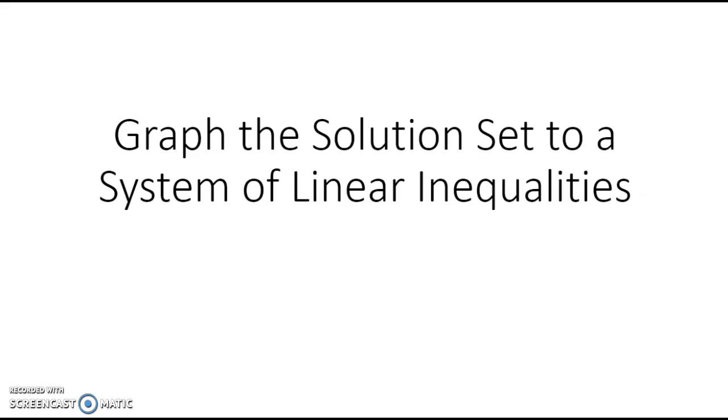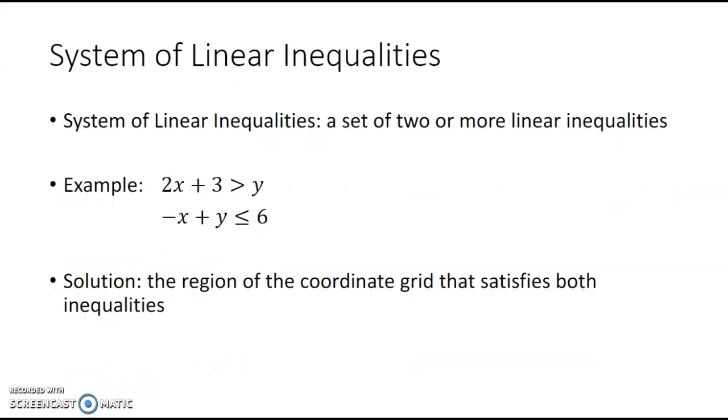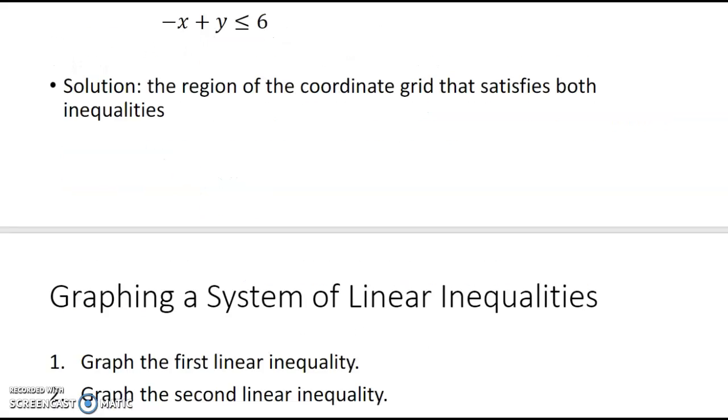Graph the solution set to a system of linear inequalities. To begin with, a system of linear inequalities is a set of two or more linear inequalities. So an example could be something like 2x plus 3 is greater than y, and negative x plus y is less than or equal to 6. The solution is the region of the coordinate grid that satisfies both of the inequalities at the same time.